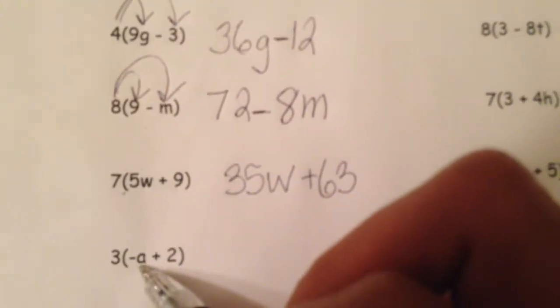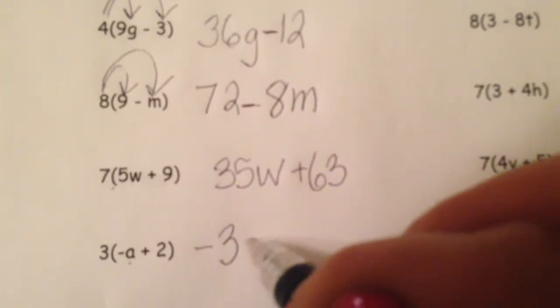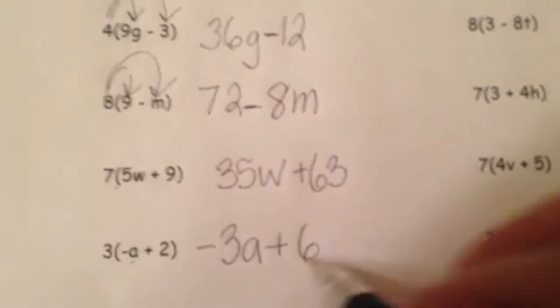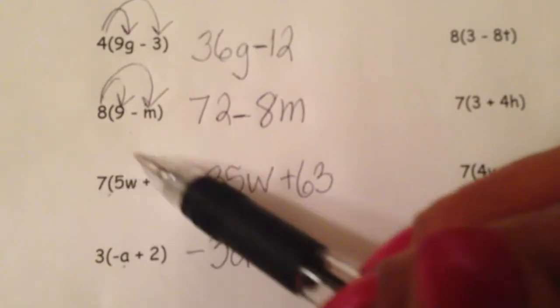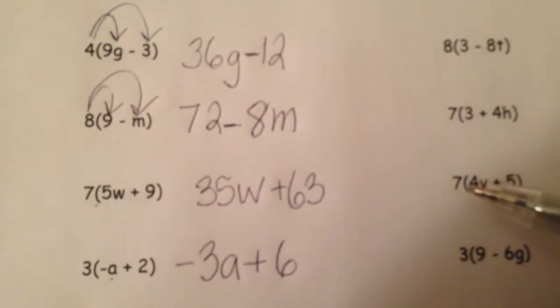3 groups of some negative number, negative a, so I have 3 of them, and I'm going to have negative 3a. 3 groups of 2, 6. So in your mind, you're really working on your multiplication to do this fast. It's much faster than writing it all out.